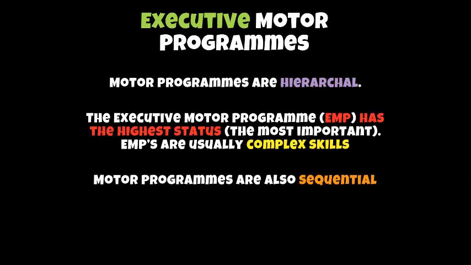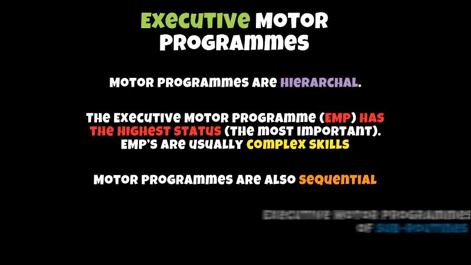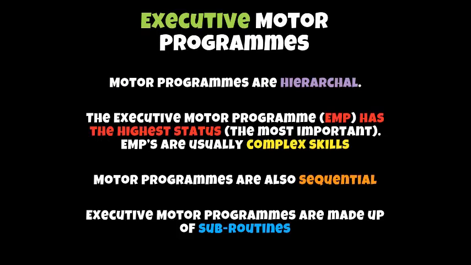Motor programs are also what we call sequential. Now that means they run in a set order, and they need to run in that order in order for them to work. For example, you can't miss certain stages out of a particular skill, otherwise the skill itself, in terms of the motor program skill, will not work. And each section that is made up within the skill is called a subroutine, or essentially a part. And what I mean by this, I'll explain with an example of the tennis serve in a moment.